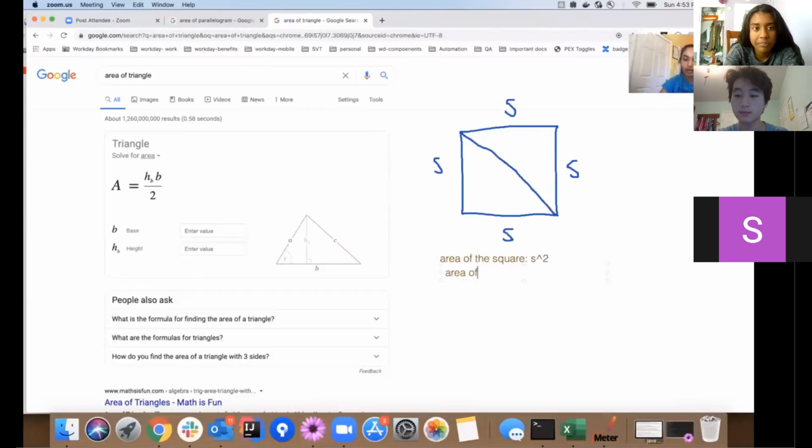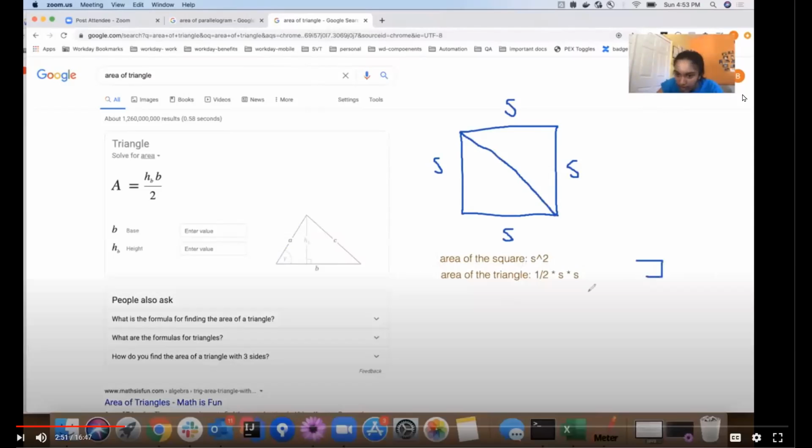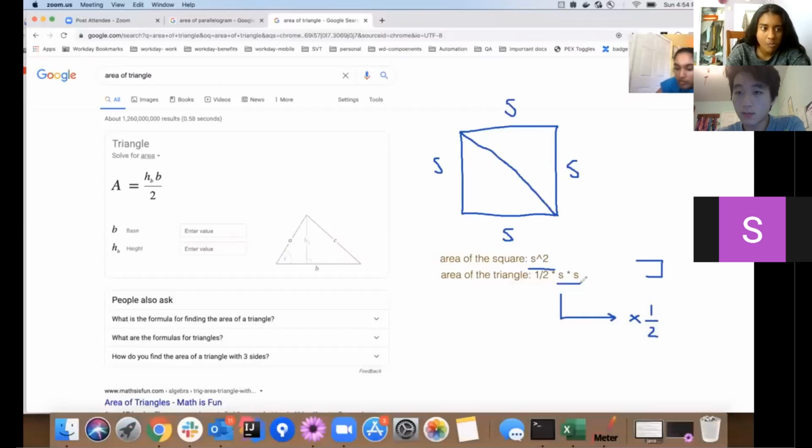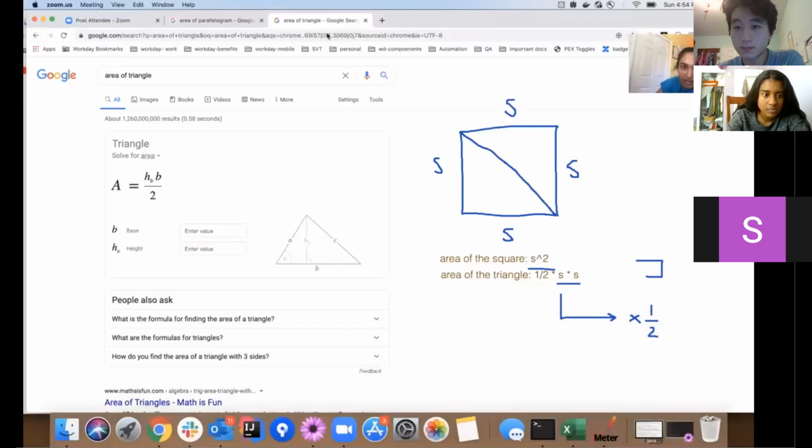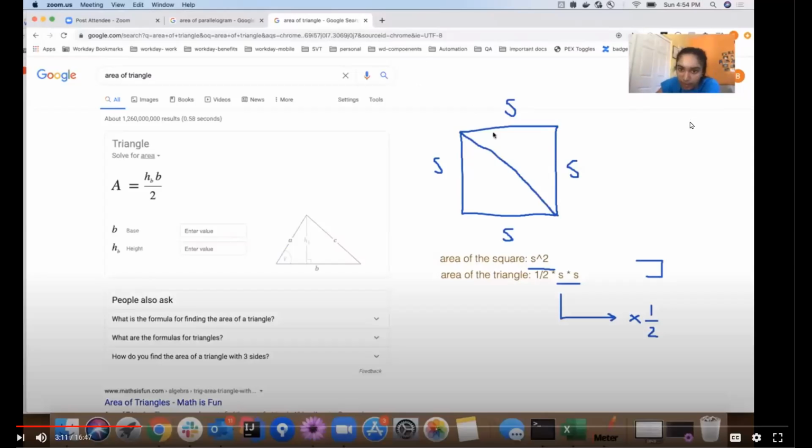And if we were to do the area of the triangle, it would be 1/2 times base, or the base is just S, and then times S. So as we can see, the only difference between these two is that this one is being multiplied by 1/2, because the S squared stays the same. This is the same as this. So the reason why it's being multiplied by 1/2 is because the square is this entire portion, but the triangle is only this portion.